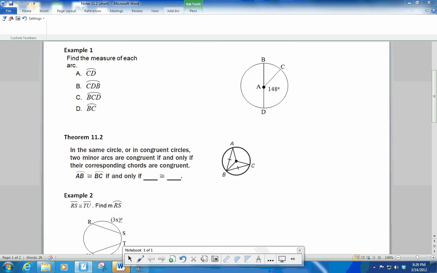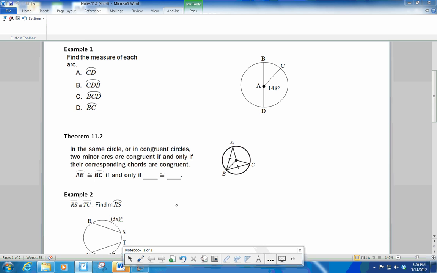So let's look at our example 1, find the measure of each arc. I want to find the measure of arc CD. The arc CD is equal to its central angle, which is 148 degrees. Its central angle is the angle here that intercepts the arc. So CD is equal to 148 degrees.